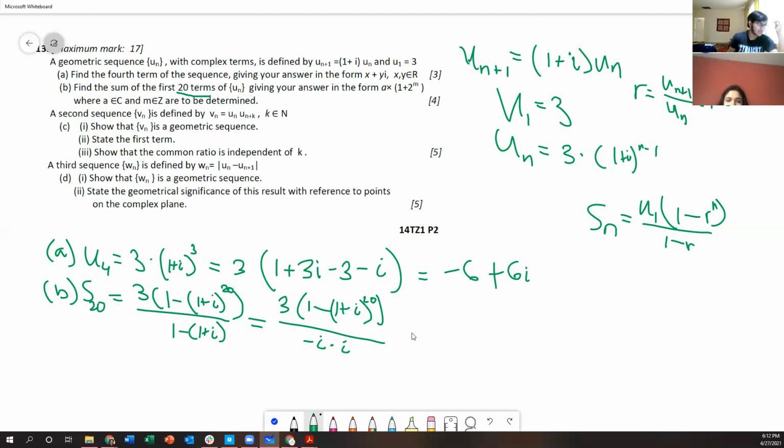And if I do that, I have to do that to the top. So then I'm going to get 3i times 1 minus 1 plus i to the 20 power, right? And then in the bottom, I get i squared, which is negative 1. Negative, negative is positive. So I don't have a denominator anymore, which is nice. Now, the question is, how do we evaluate 1 plus i to the 20 power?